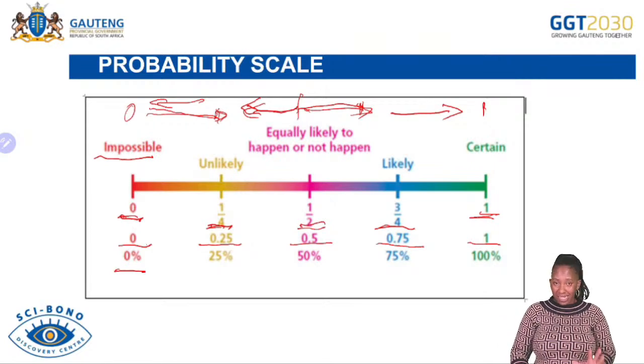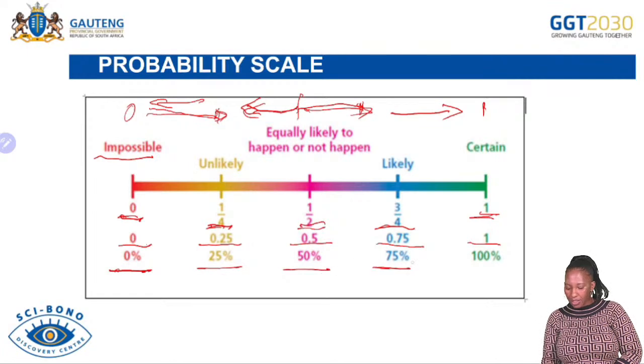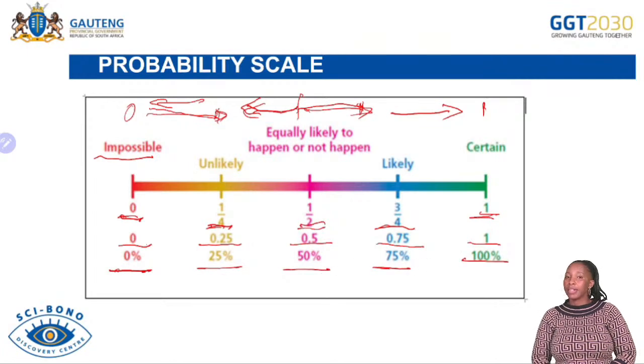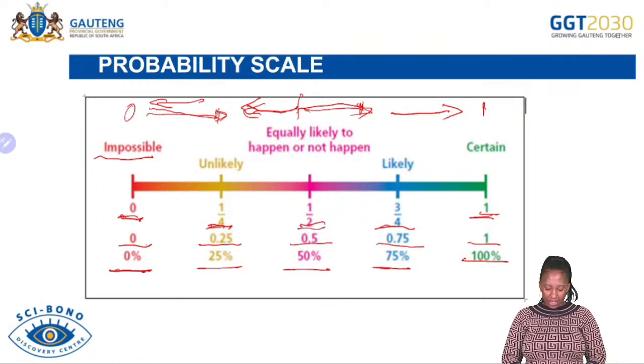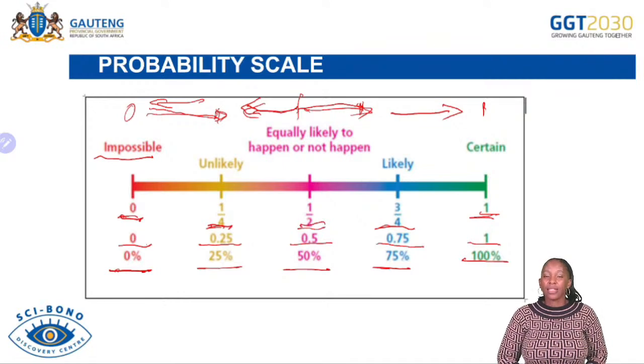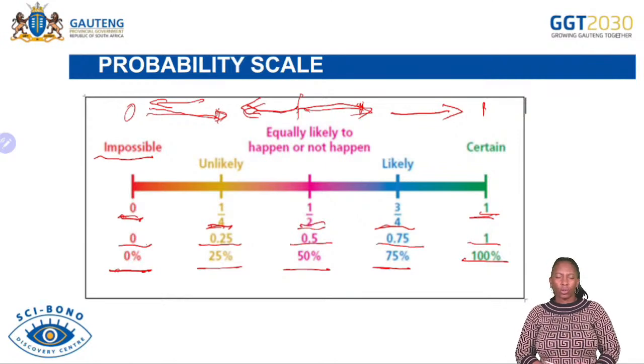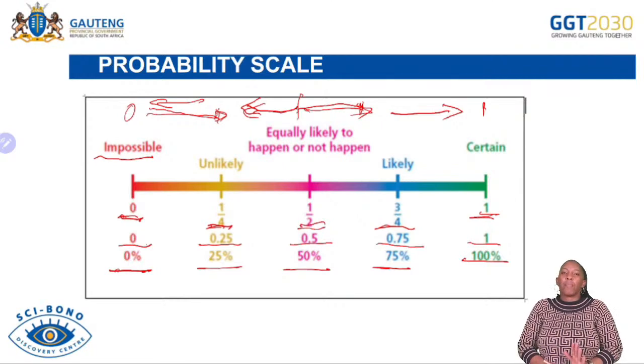And then as a percentage now, it will be 0%, and then we say it's 25%, or 50%, 75%, and 100% of an event happening. So if we are certain that an event is going to happen, we say it's 100% that it is going to happen. But if we say we are sure that this is not going to happen, we say it's 0%, or it's zero because it's impossible.